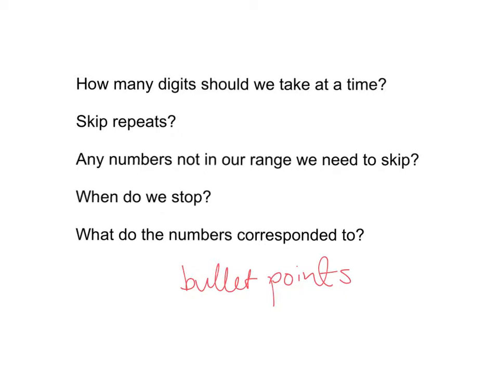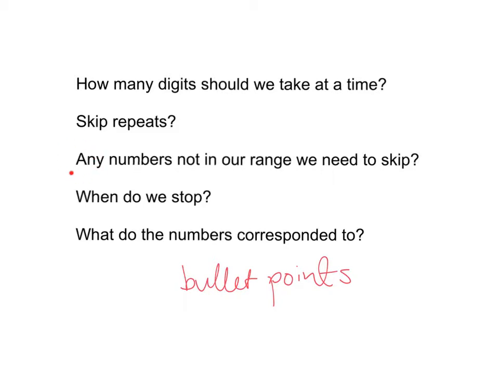So some questions: how many digits should I take at a time? It depends on how many things are in the population we're picking from. Should I skip repeats? For the most part, you are. There are times that we'll see when you're not, but think about if it makes sense. Usually you're going to skip repeats because you don't want the same store in there twice.